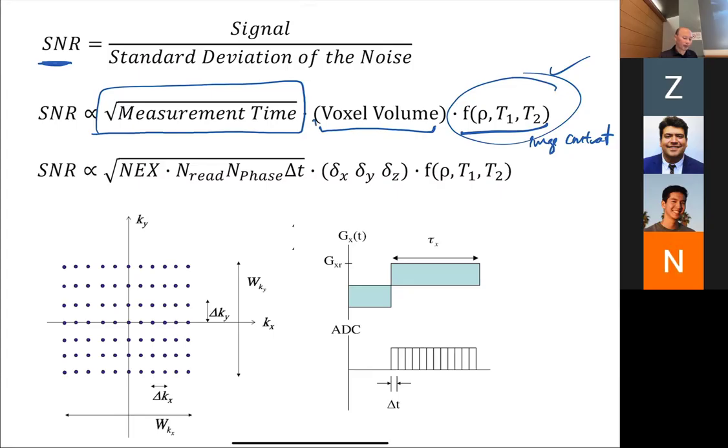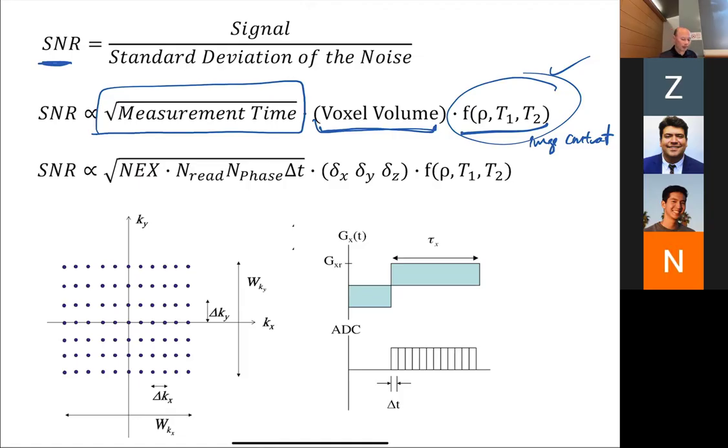The voxel volume is very important because as you make the voxels smaller, they're going to be noisier. So that's the other trade-off you always have to make. You would think, I always want the highest resolution possible, but if you do that, you're going to give up a lot of SNR. So you want to pick the right voxel volume such that you can see what you need to see, but not make it any smaller than that.